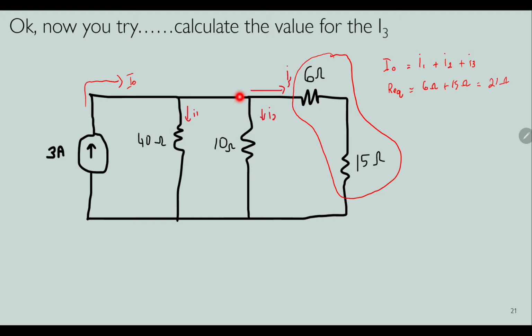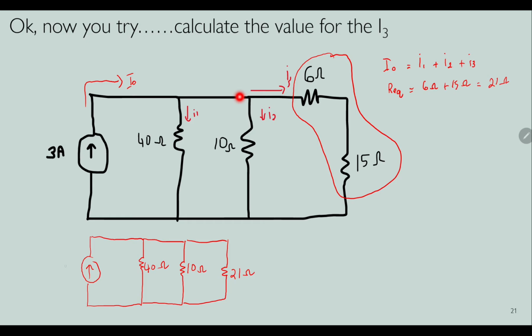Then when you simplify this circuit, it will look like this. You have one branch with resistance R1, one branch with resistance R2, and the third branch with resistance R equivalent. This one is 21 ohm, this one is 10 ohm, this one is 40 ohm, this one is a current supply, which is I naught, this one is I1, this one is I2, this one is I3.